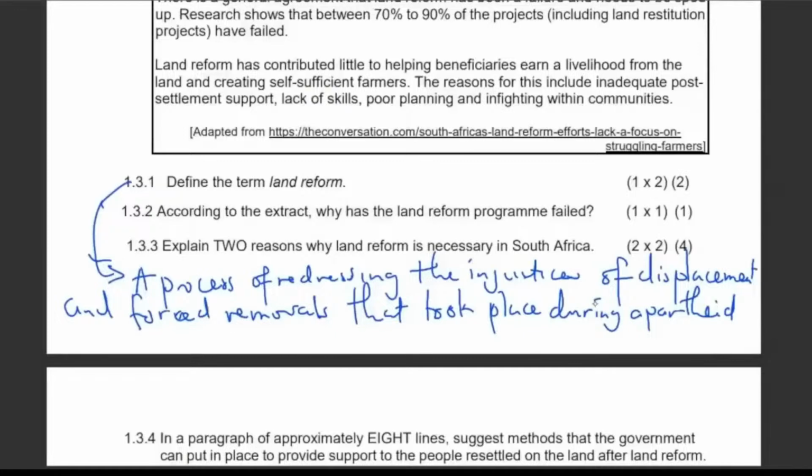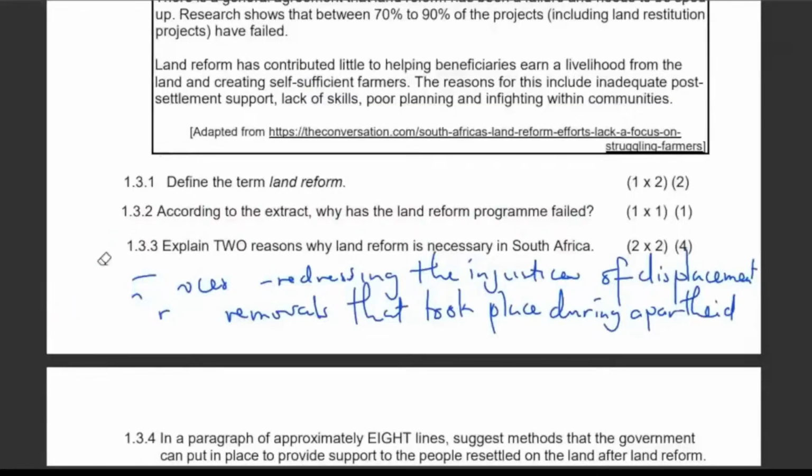So that is what we want to address with land reform. We want to redress the land injustices that were brought about by the displacement of people and the forced removals that took place during apartheid. So the main purpose with land reform is to enable people to have access to land as a policy. It's a policy which seeks to achieve equity and equal access to land for all South Africans in simple terms. That is land reform. Right. Let's go on to the next question.